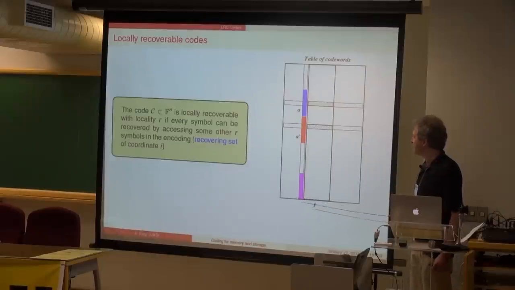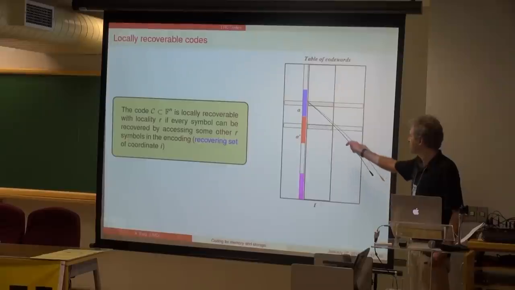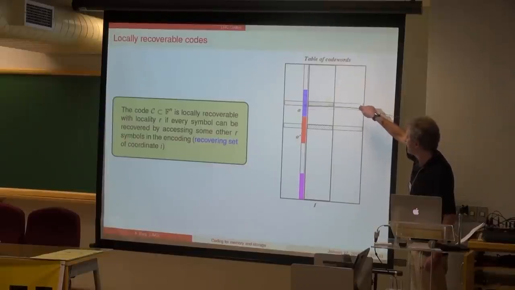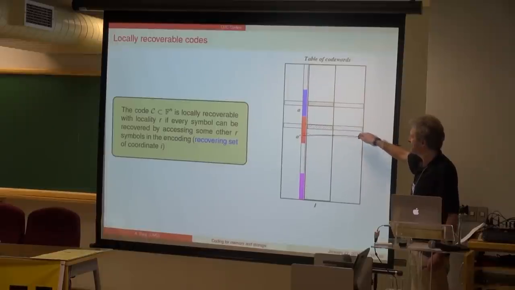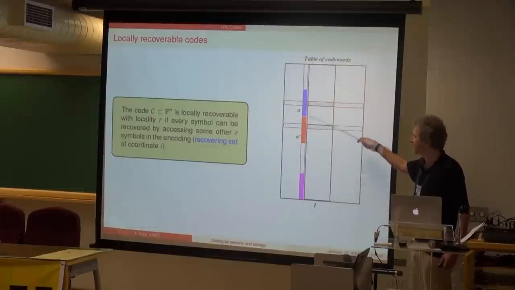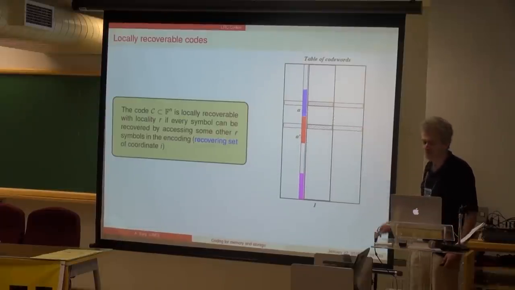We assume that there is a subset of R coordinates, denoted I here, a recovering set for this coordinate little i, such that if we read a part of the encoding within these capital I coordinates, we can uniquely recover the value in coordinate i. For that we obviously need that, as we restrict the code to the I coordinates, that is, project it on these coordinates, all the rows that correspond to the value A are disjoint from the rows that correspond to the value A prime, for every pair of symbols. If that happens, then we can recover the value of A uniquely by accessing these R coordinates.